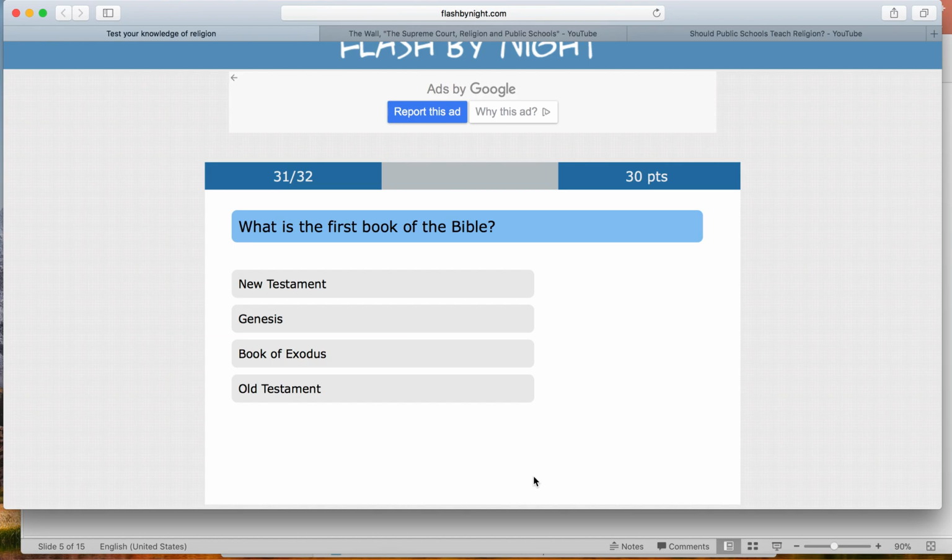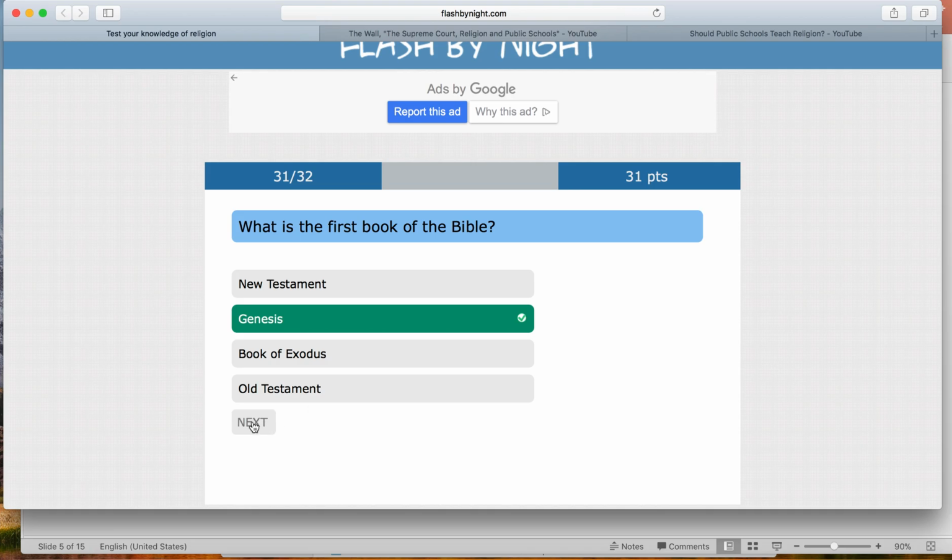What is the first book of the Bible? Is it the New Testament, Genesis, the book of Exodus, or the Old Testament? If you selected Genesis, you are correct.